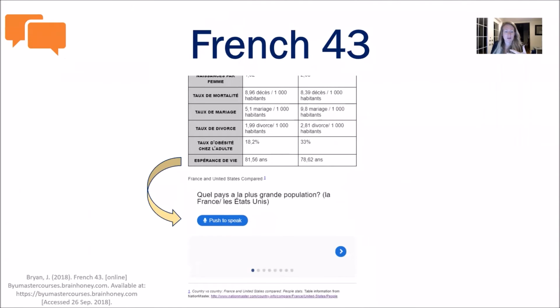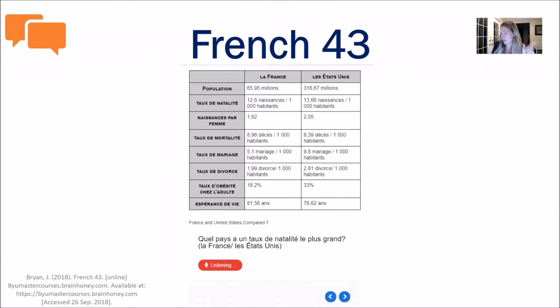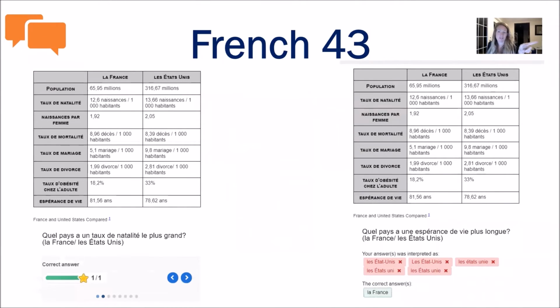So let me show you some of these. This is one of my favorites. It's a push to speak. So students have information and then they have some questions. They push that little blue button. The computer listens to their answer, processes it, and then tells them if it's correct, they get that green star, and if it's wrong, it tells you what the computer heard and what the actual answer is. So instant feedback on their speaking.